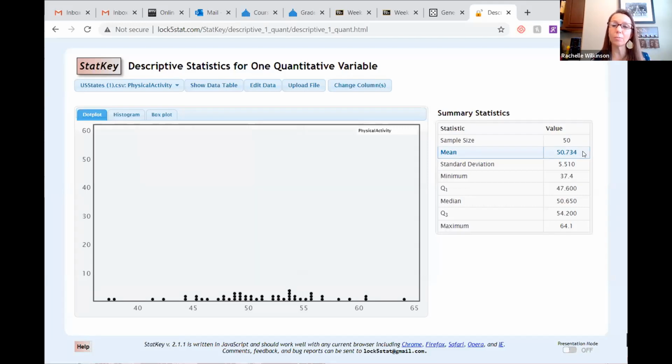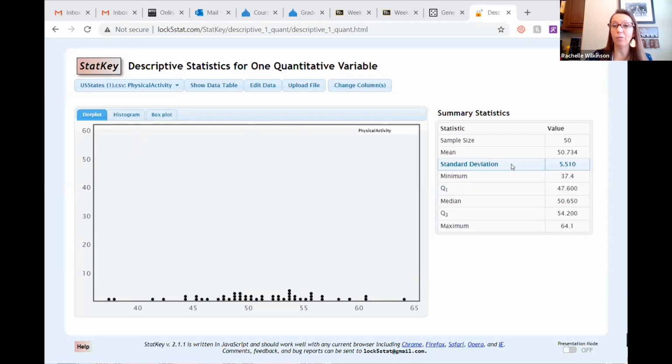And because I'm talking about the population, what kind of notation would I use if I was using notation for that mean? Mu, exactly. Okay, so mu is equal to 50.734. All right, and go ahead and write down the standard deviation as well.